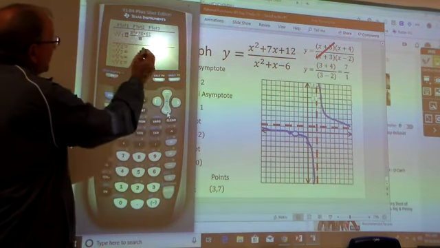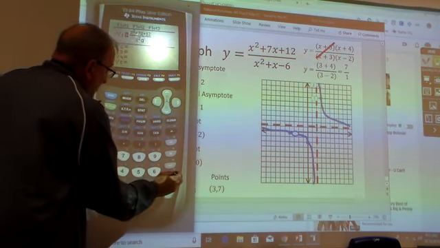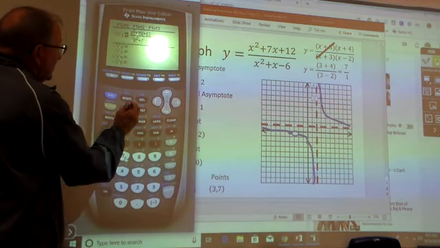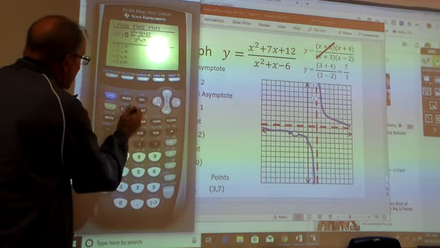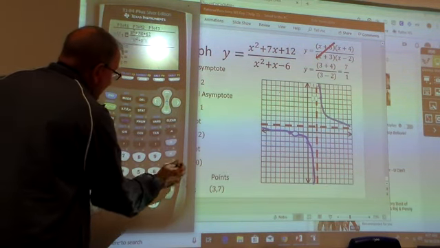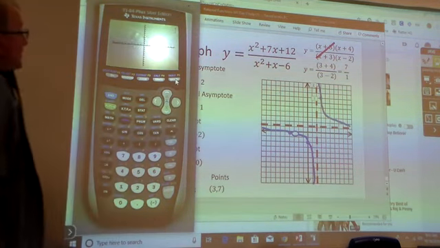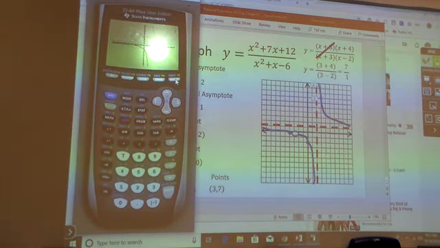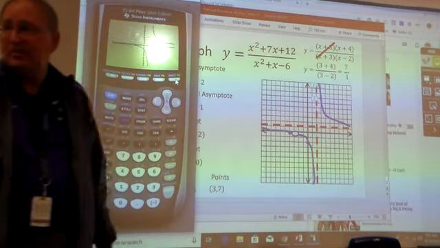And then I'm going to arrow down to this one. And I'm going to do my x squared plus 7, nope, it's not plus 7x, just what? Plus x minus what? 6. And I'm going to hit graph. And I want you to notice the graphs look very similar. They're not exact. That's okay.